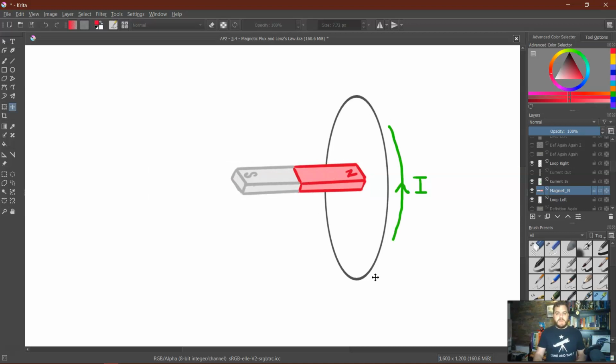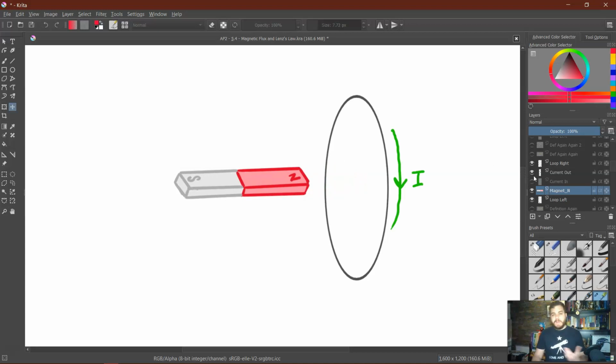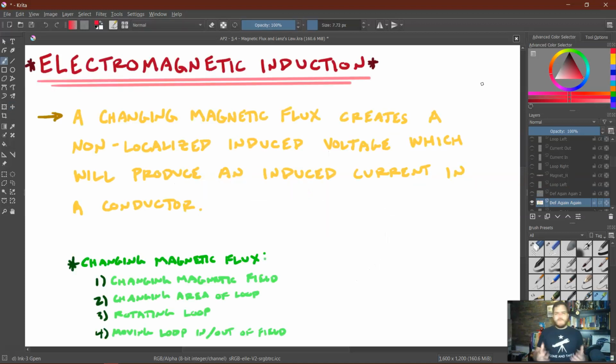So if I move this closer to the loop, I will actually get a current generated in this wire until it stops moving. And when I stop moving the magnet, this current will just disappear. And then when I move the magnet away, that's going to create a change in magnetic flux, and we'll actually get a current in the opposite direction, but then once again it will disappear as soon as the magnet stops moving. So this is where the phrase electromagnetic induction comes from.